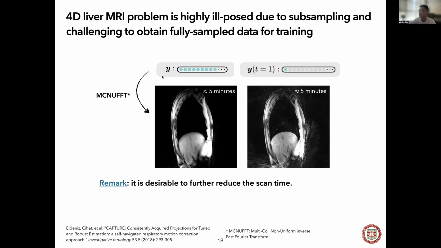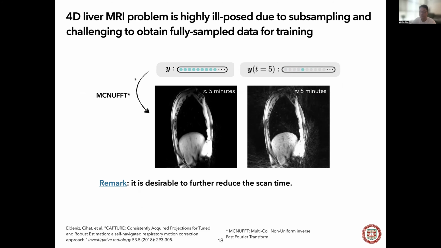if you do it for the whole y, you will end up with images that are blurry in the edges. For example, this is the liver. You can see the detail inside the liver is a little bit blurry. On the other hand, if you reconstruct the measurement after you do measurement binning, you actually get much sharper images, especially the details inside the liver.